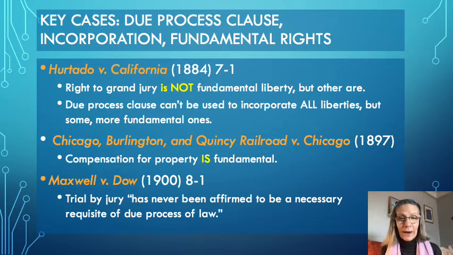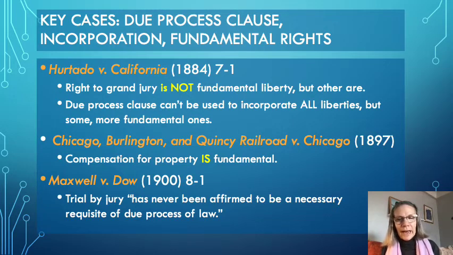His lawyer cried foul, and so the Supreme Court said, well, trial by jury has never been affirmed to be a necessary requisite for the due process of law, and so they didn't incorporate that to the states. So right now it's sort of like maybe the Supreme Court is going to incorporate these liberties, maybe not, but right now they're sort of all over the map. Grand jury and right to jury trial isn't fundamental, but the right to just compensation is.